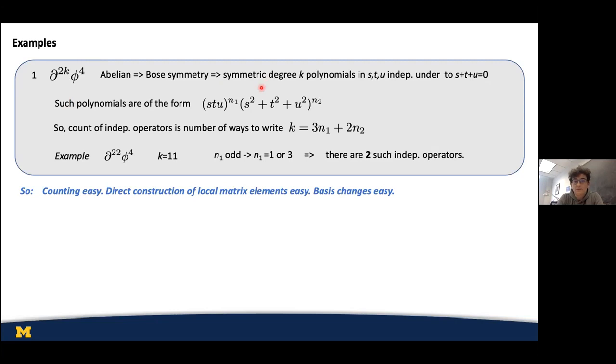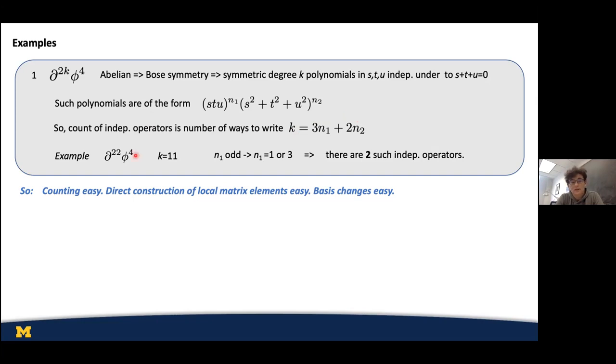I simply have to find symmetric polynomials of degree k in the Mandelstam variables s, t and u, subject to momentum conservation, s plus t plus u equal to 0. I'm taking here the massless limit. Now, such polynomials are always of the form (s times t times u) to some integer power times (s squared plus t squared plus u squared) to some integer power. So the problem of counting operators simply becomes the question of how many degree k polynomials there are. So in how many ways can I partition the integer k into 3 times an integer n1 plus 2 times an integer n2?